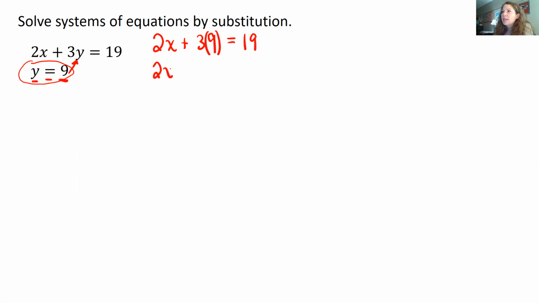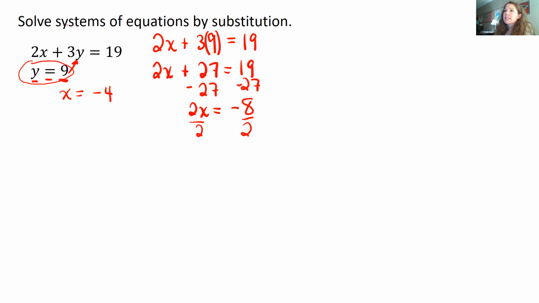So 2x plus 3 times 9 is 27, equals 19. And now I'm going to solve for x by subtracting 27 from both sides. So I have 2x is equal to 19 minus 27, which would be -8. And then to solve for x, I would do the opposite of times 2, which is divided by 2. So x is equal to -4.